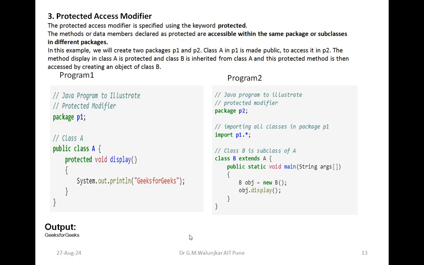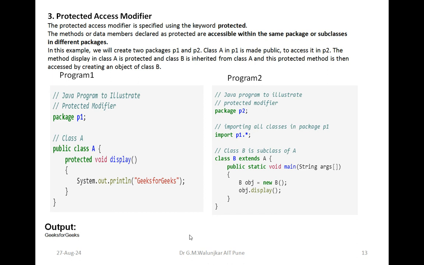Then next, protected access modifier. Protected access modifier means that variables or methods you declare as protected, through inheritance, a single inheritance, are accessible to the immediate child class. The protected access modifier is specified using the keyword protected. The methods or data members declared as protected are accessible within the same package or subclasses in different packages.